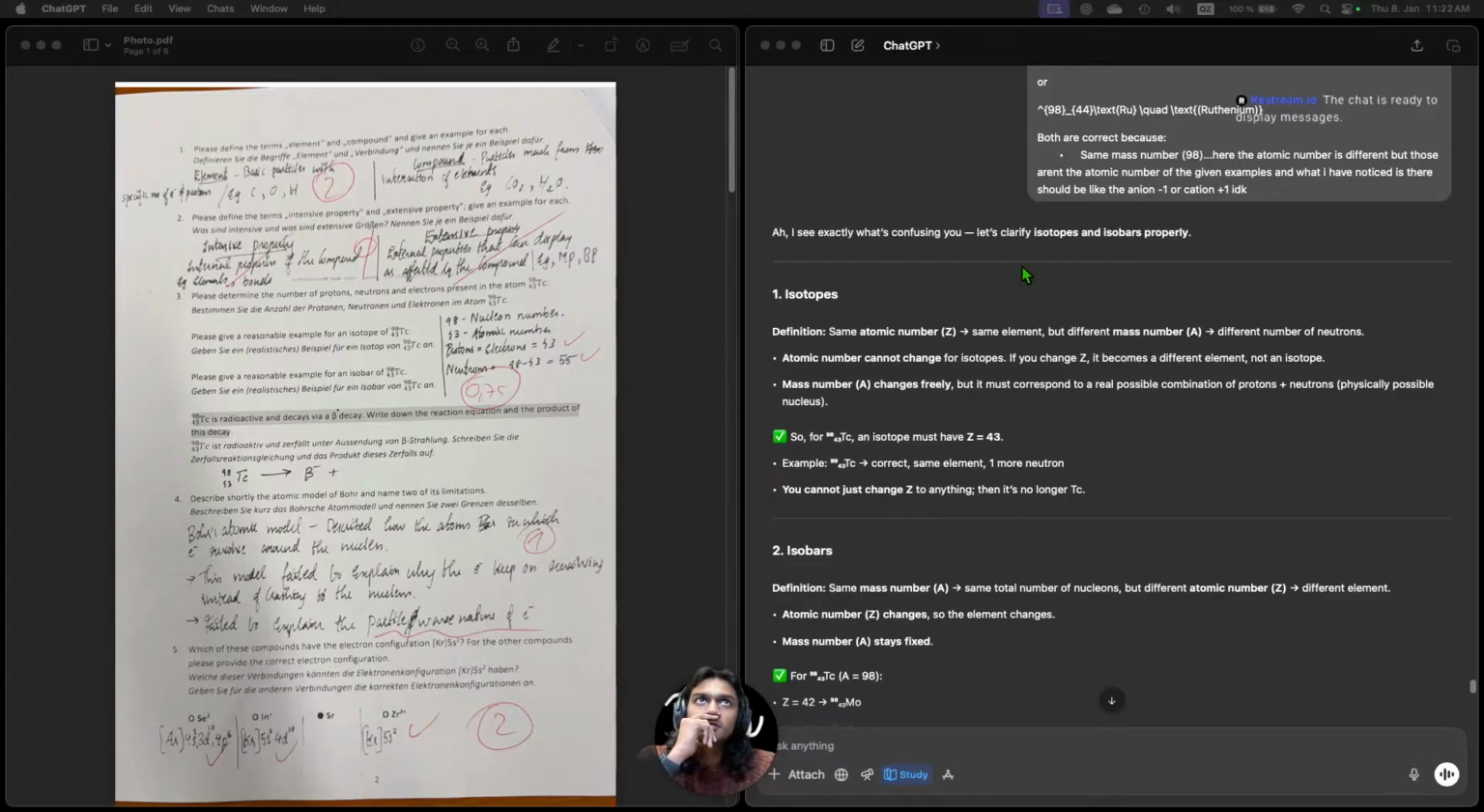Let's clarify isotopes and isobars properly. Isotopes definition: same atomic number, same element, different mass number, different number of neutrons. Atomic number cannot change for isotopes. If you change Z, it becomes a different element, not an isotope. Mass number changes freely, but it must correspond to a real possible combination of protons and neutrons.